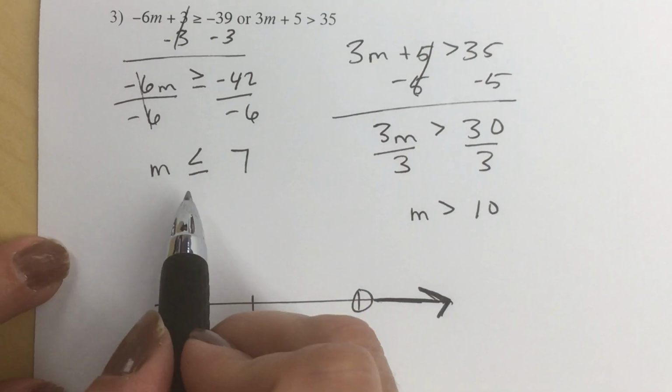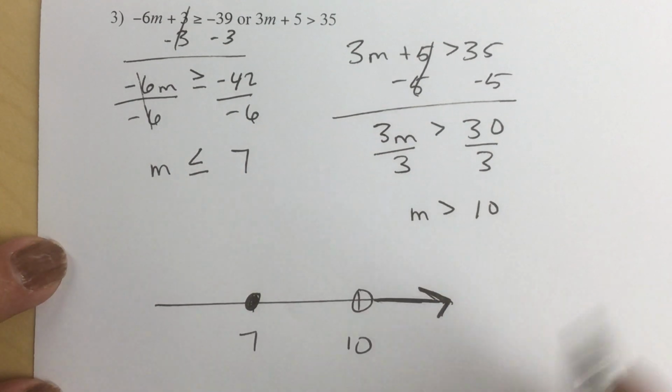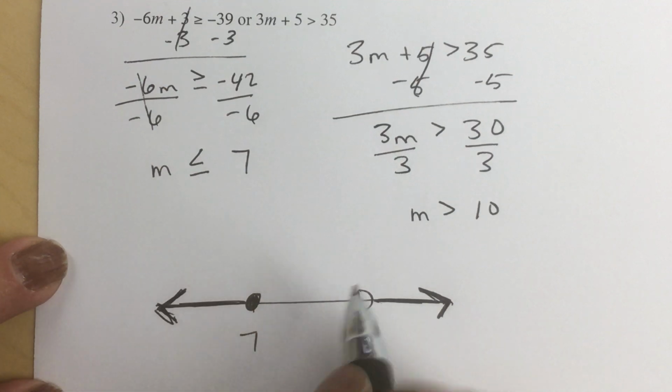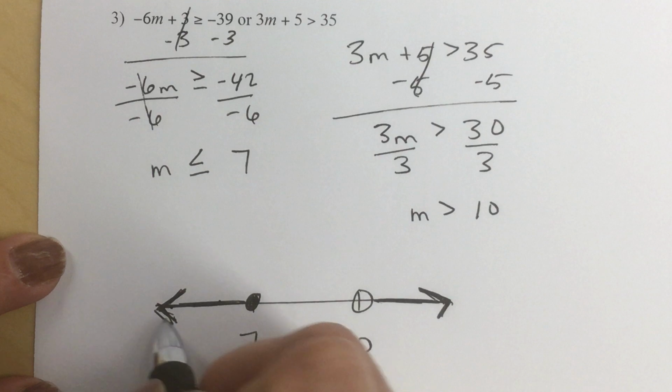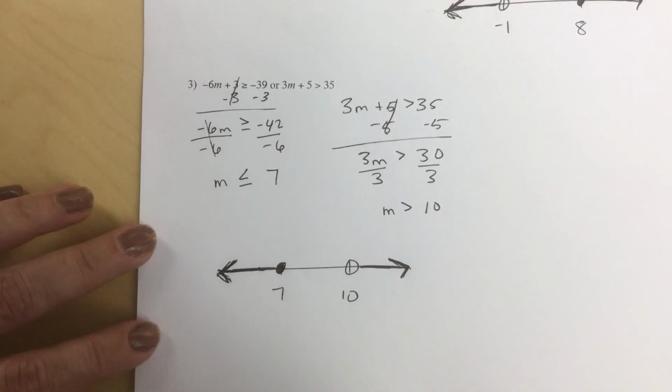So here we want numbers that are less than or equal to 7. So it could be equal to 7, so I put a dot on 7, and then you shade this way. Because things that are smaller than 7 are like 6 and 5 and 0 and -20. So this is your picture for those. Okay, so hopefully that makes sense.